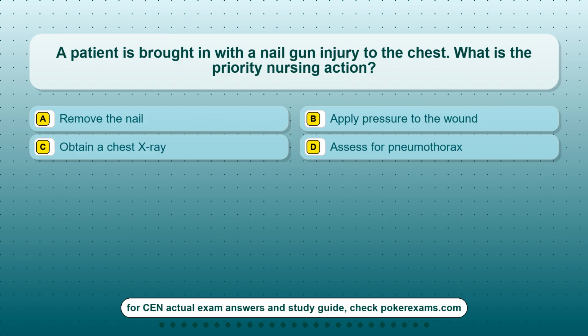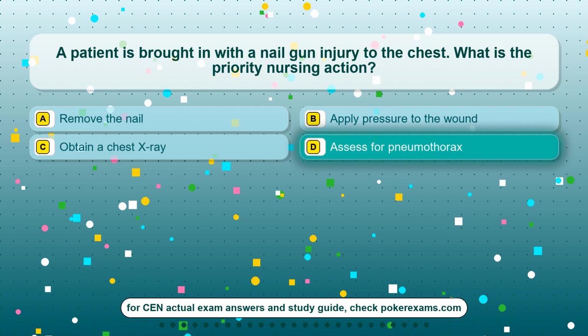Question 20. A patient is brought in with a nail gun injury to the chest. What is the priority nursing action? Option A, remove the nail. Option B, apply pressure to the wound. Option C, obtain a chest X-ray. Option D, assess for pneumothorax.